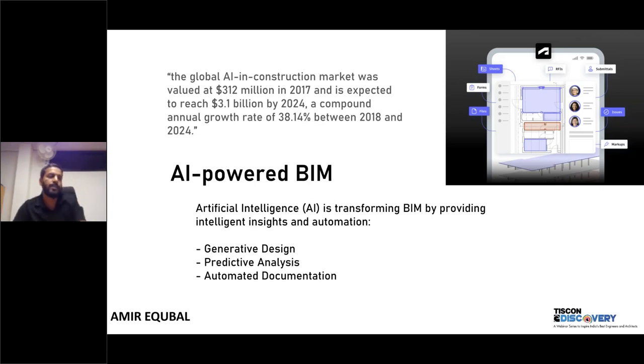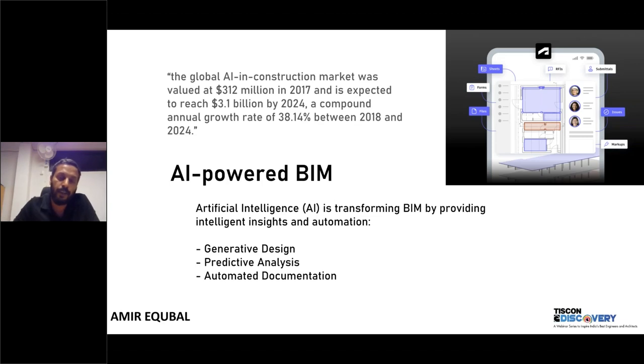So, for example, the data says that it is valued at 312 billion. It's a big market out there, and by 2024 it will be a 3.1 billion-dollar industry. That's a huge jump by the next year itself. In the artificial intelligence part, the primary one can be generative design.